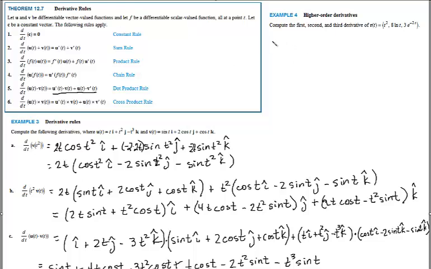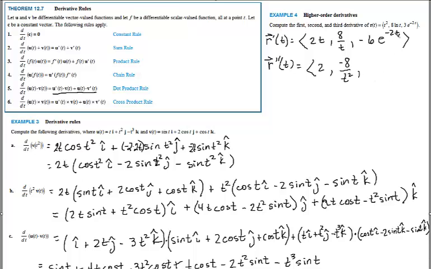Okay, r prime of t is going to be equal to 2t, that's going to be 8 over t. The derivative of that would be minus 6e to the minus 2t. I just keep on going. Double prime: 2, and that's like t to the minus 1, so that's minus 8 over t squared. And doing this again, be 12e to the minus 2t.